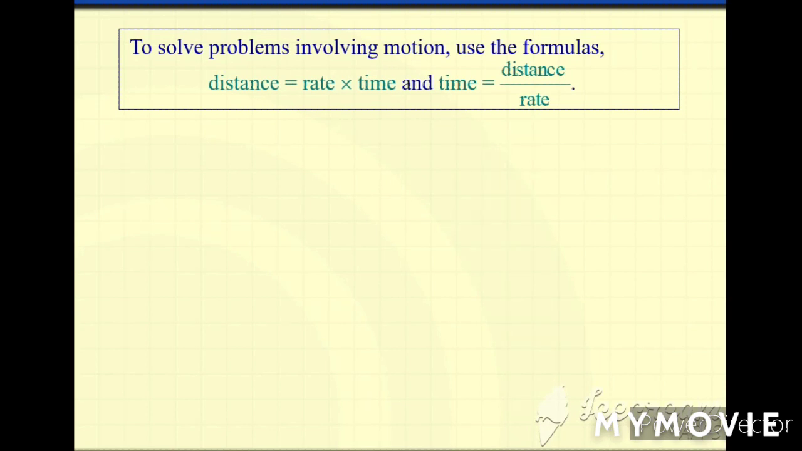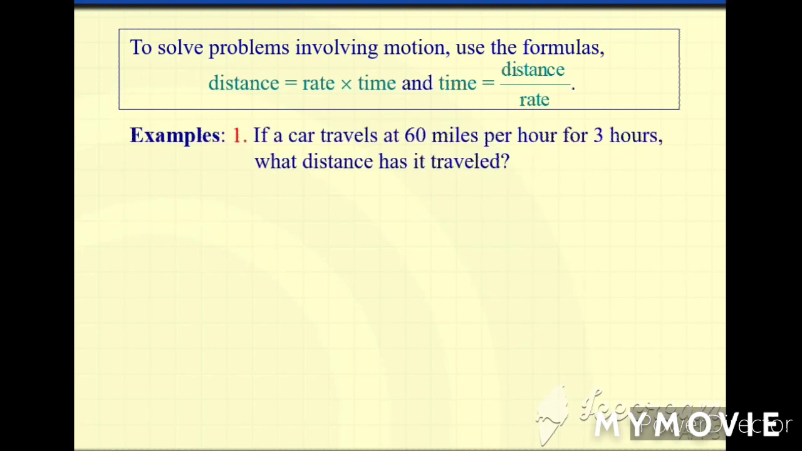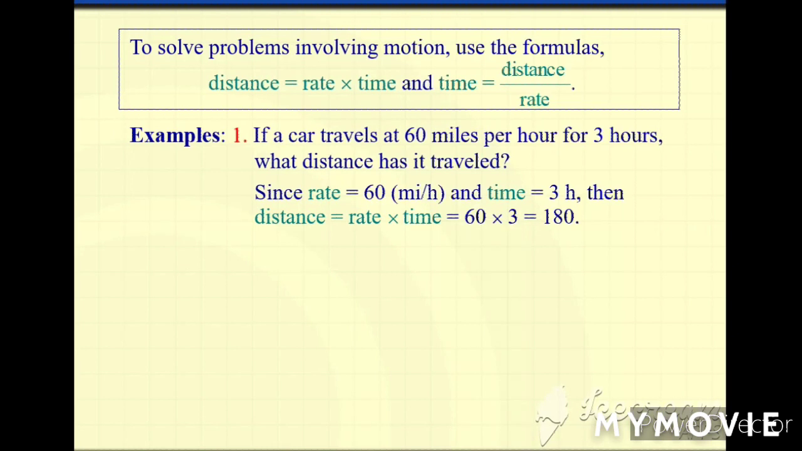To solve problems involving motion, use the formulas distance equals rate times time and time equals distance over rate. Example number 1. If a car travels at 60 miles per hour for 3 hours, what distance has it traveled? Since rate equals 60 miles per hour and time equals 3 hours, then distance equals rate times time equals 60 times 3 equals 180. The car travels 180 miles.